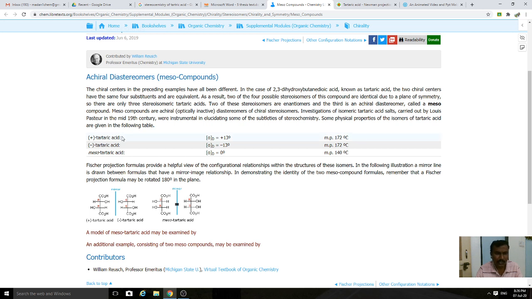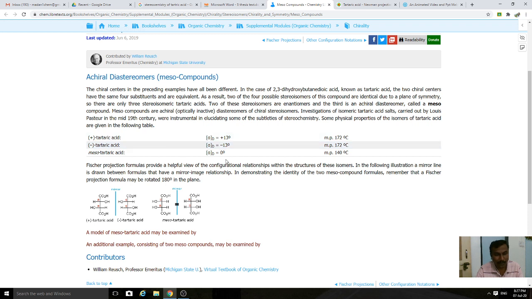You can see that for plus tartaric acid and minus tartaric acid, that is the dextro and levo forms, only the sign is changed, and the melting point is the same, 172 degrees centigrade. The specific angle of rotation of the dextro form is plus 13, and that of the levo form is minus 13.